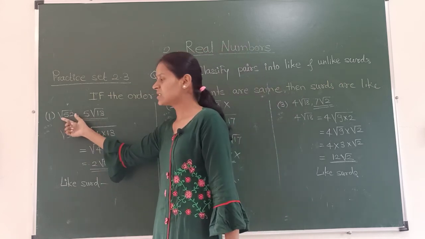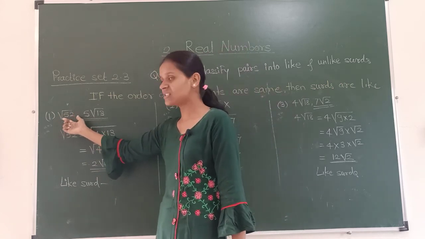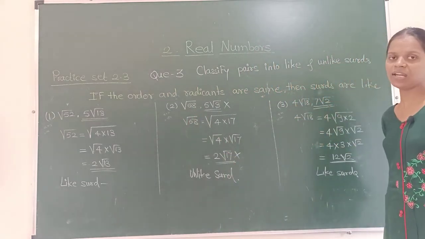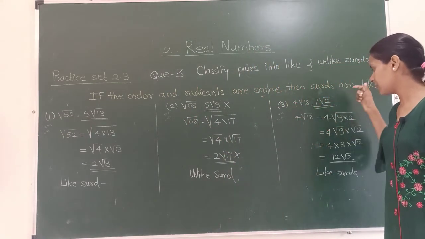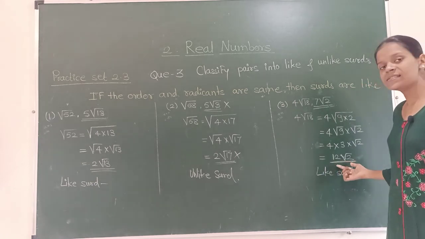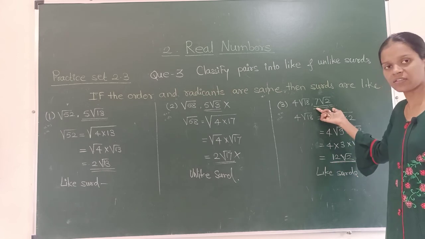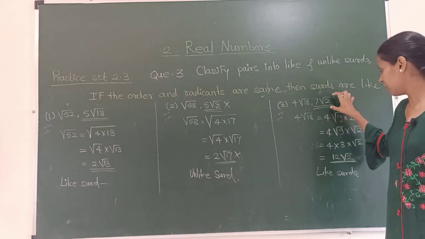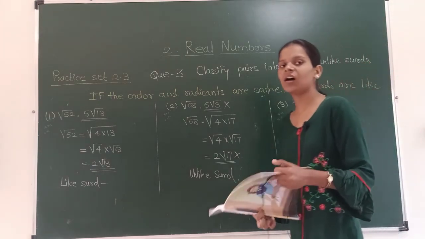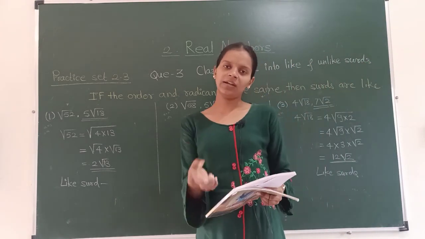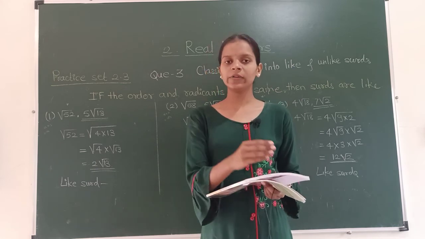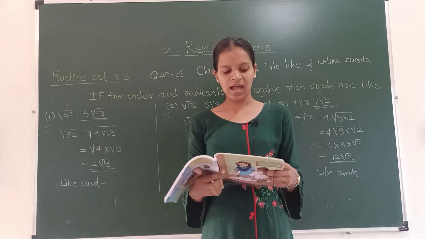There is always one surd which can be factorized, like we factorized here under root of 68 and 4 under root of 18. Such numbers can be further simplified, and whatever answer comes, check it with the other remaining surd. If the radicands are the same, then it is said to be like surds. If anything is different, like the order is not the same, or the radicands are not the same, or both are not the same, then it will be unlike surds.